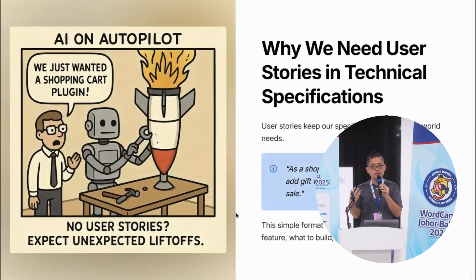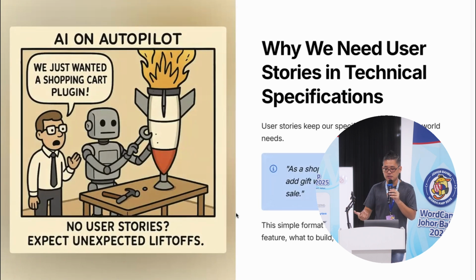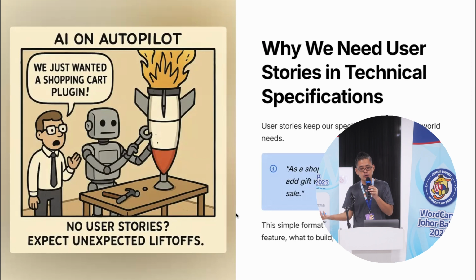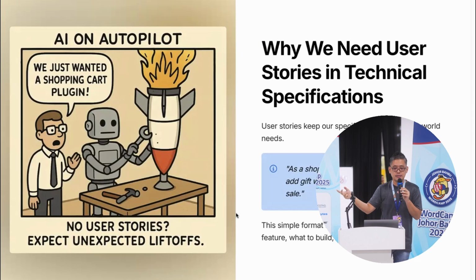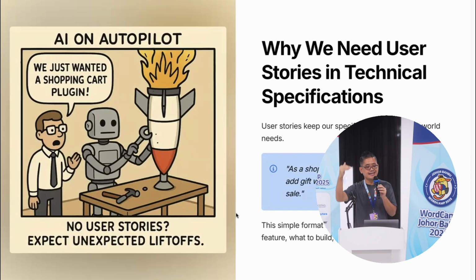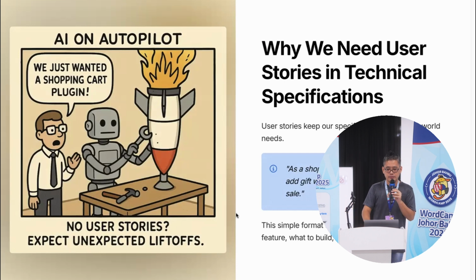User stories keep our specification tied to the real world. For example, consider this user story: as a shop owner, I want to let customers add gift wrapping so that I can earn more per sale. This simple format tells the AI exactly who needs the feature, what to build, and why it matters. And this will later create a clear checklist to prevent the AI from adding unnecessary stuff.